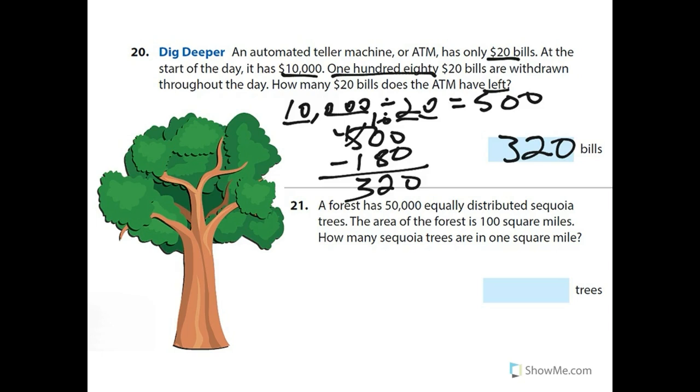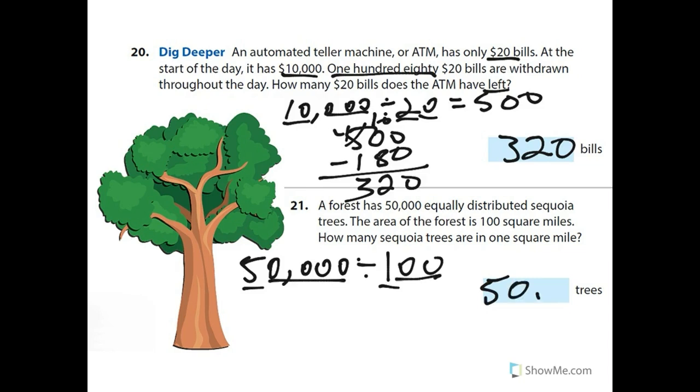All right, number 21. Go ahead, read and solve that one, and then we'll go over it. All right, a forest has 50,000 equally distributed sequoia trees. The area of the forest is 100 square miles. How many sequoia trees are in 1 square mile? So all we needed to do is do 50,000 divided by 100. 5 divided by 1 is 5. 4 zeros minus 2 zeros, 2 zeros, 500.